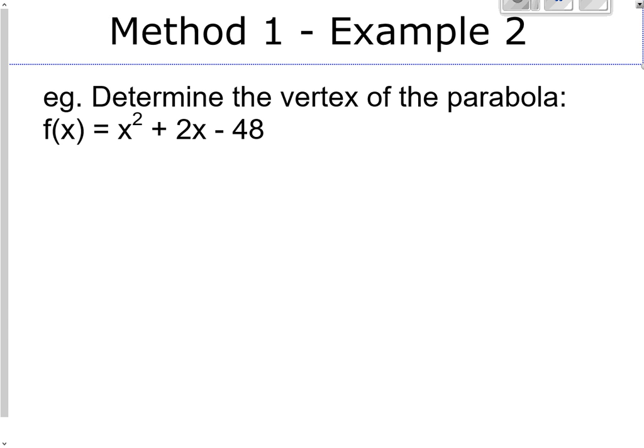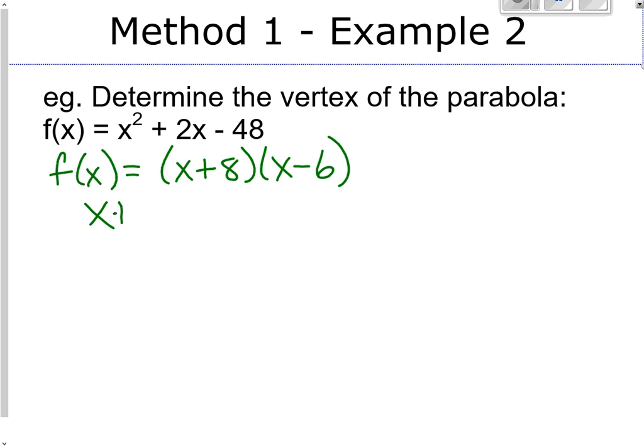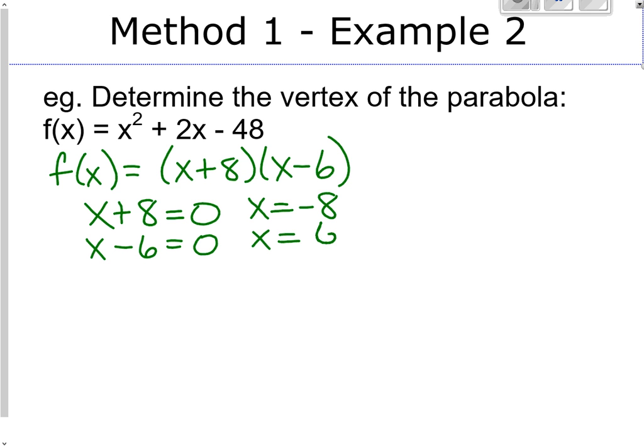All right, here's another one for you to try. Pause the video right here and try this one on your own, and then come back and see the solution. All right, so hopefully you were able to figure this one out. I'm going to start by factoring this. Two numbers that multiply to -48 but add together to give me 2 are going to be +8 and -6. Then I take each one of those factors and put them equal to 0, and I get x equals -8 and x equals +6.